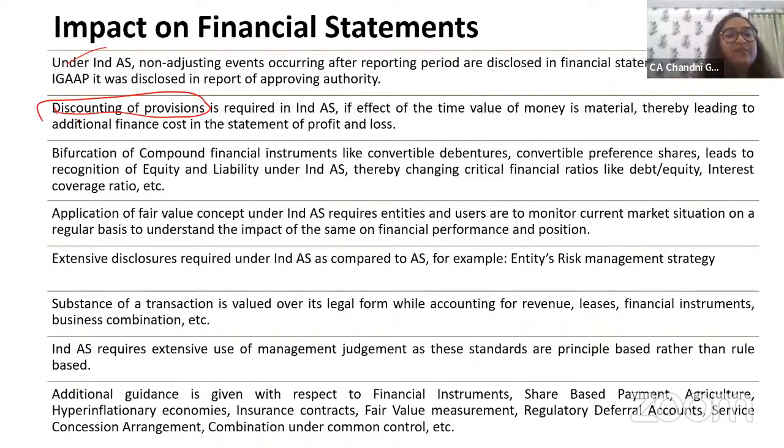Then there is discounting of provisions. We have never done discounting of provisions. In AS, we only provide for items at face value. But in Ind AS, you have to discount the provisions if the impact of time value of money is material. So if you have a probable obligation, say in 10 years from now, you can provide for that cost today, but you will have to account for the time value of money.